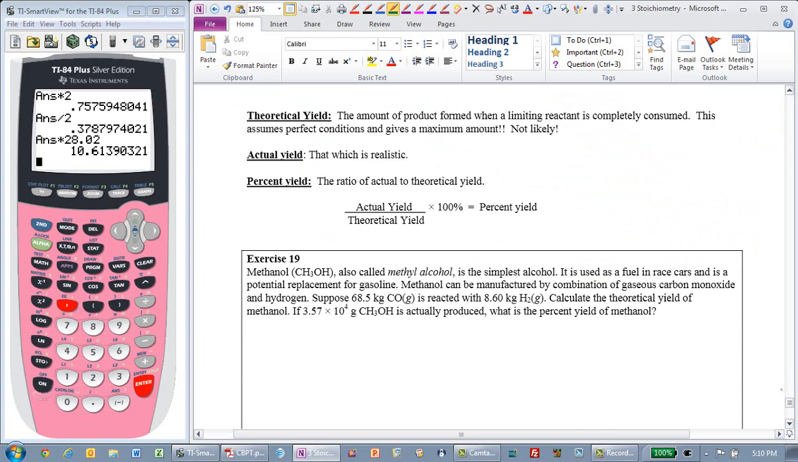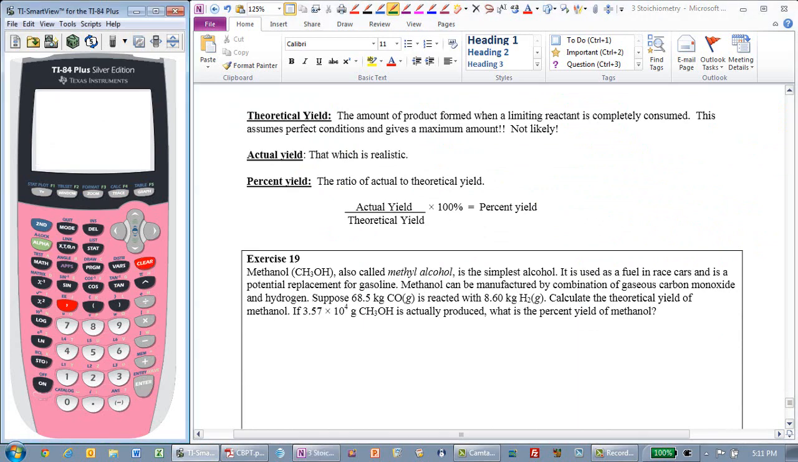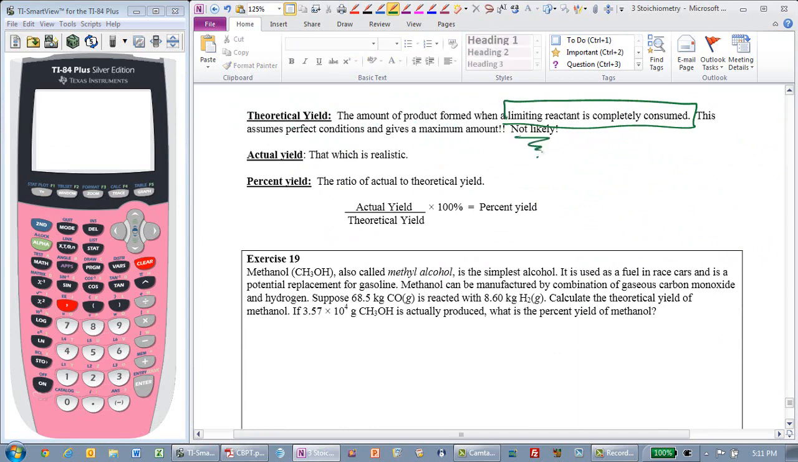Alright, so we are nearing the finish line, folks, and thanks for your patience. This is our last concept, and it's one that you probably already encountered in first year chem: theoretical, actual, and percent yield. Theoretical yield is the amount of product formed when a limiting reactant is completely consumed. In other words, everything went 100% perfectly correct. Yeah, not likely. You've been in a chem lab before, right? Nothing goes perfectly. I can't even make anything go perfectly in the kitchen.